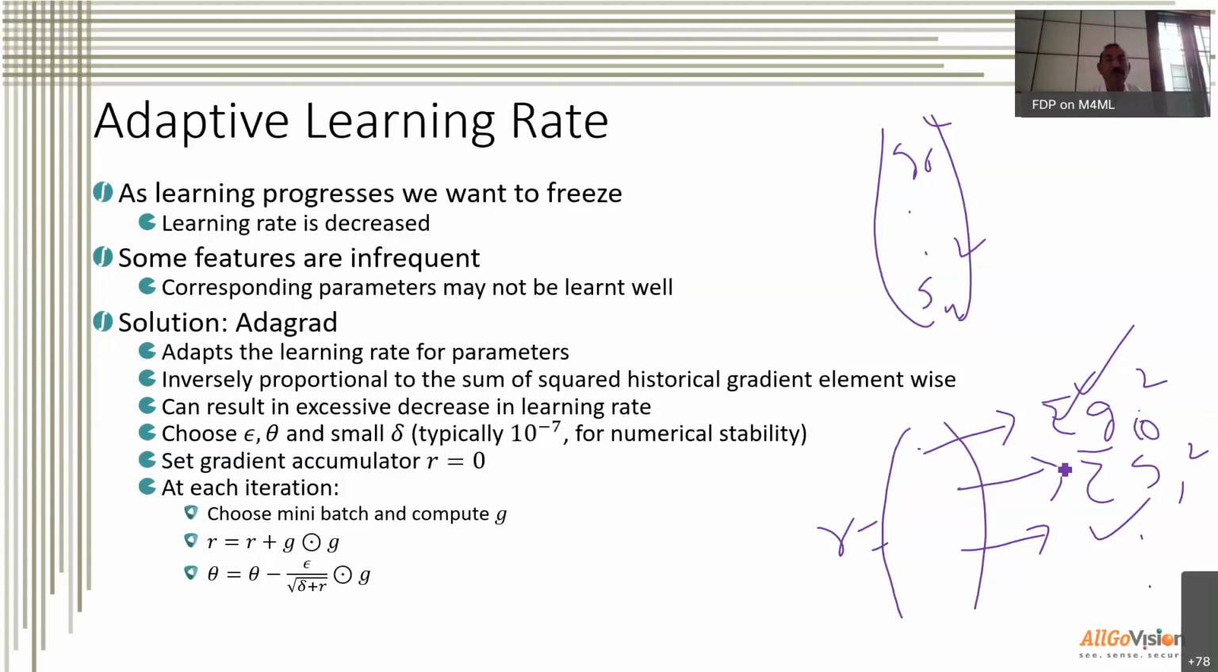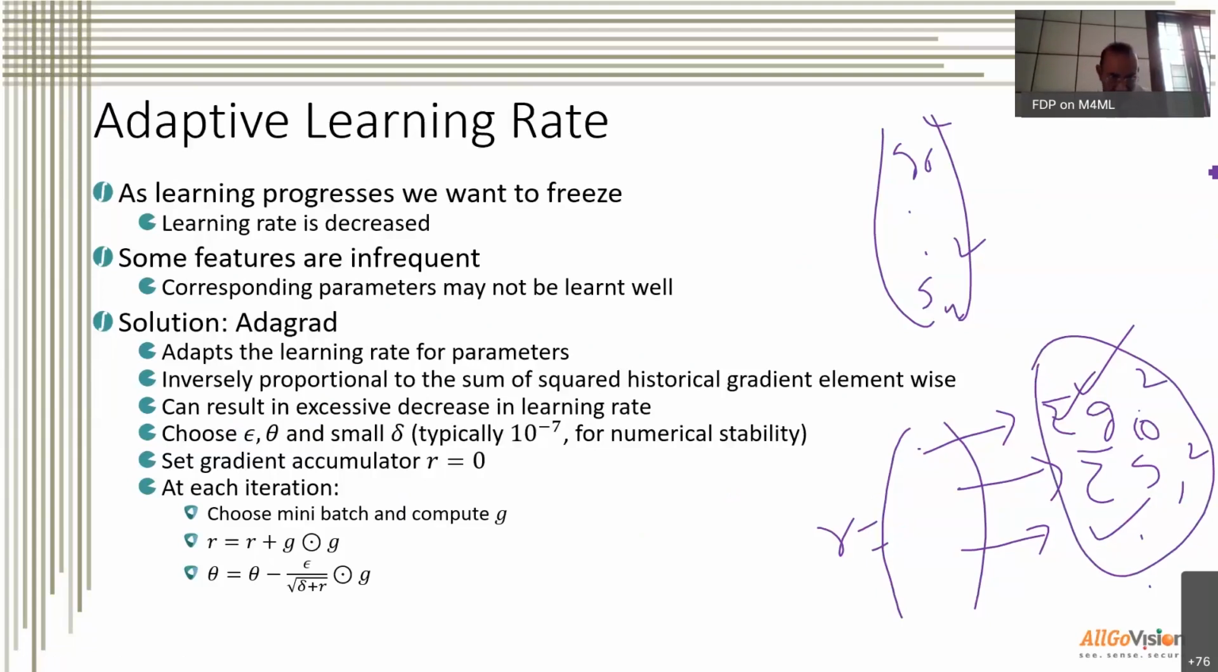And that's the method of adaptive learning rate. This is called AdaGrad. All these are very popular methods in TensorFlow, and you have all these available there too. One thing is, since you keep on accumulating, this number keeps going up, and that can result in excessive decrease in learning rate. That's one of the problems with this method.